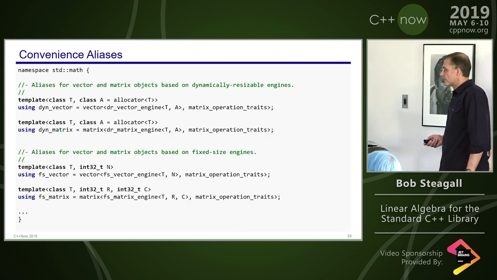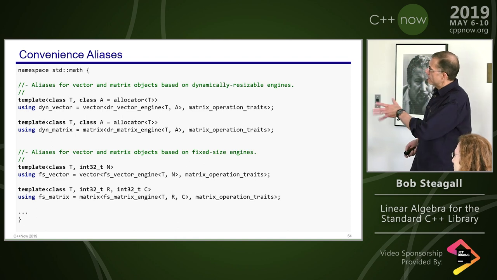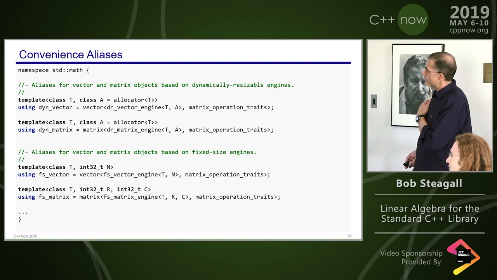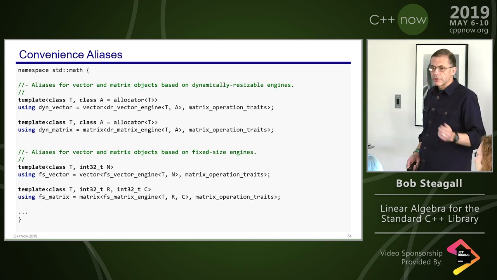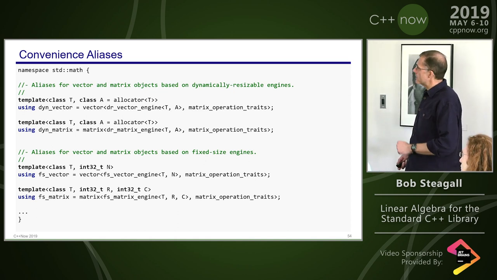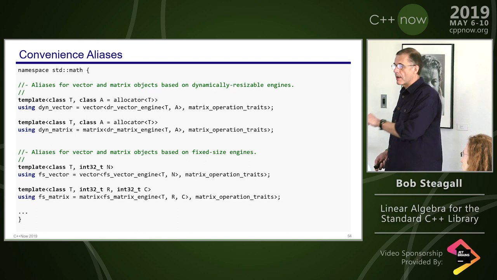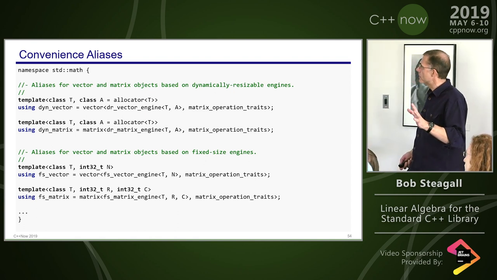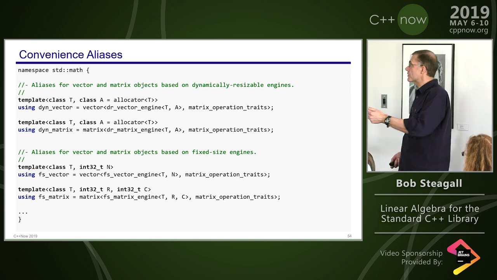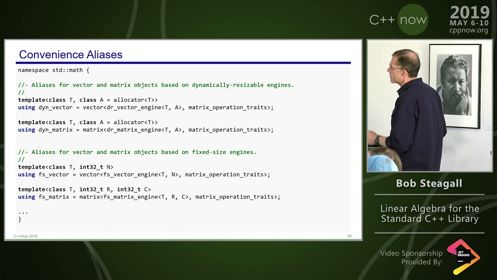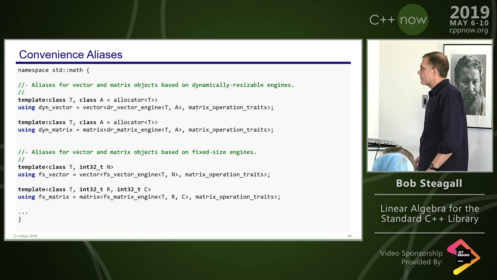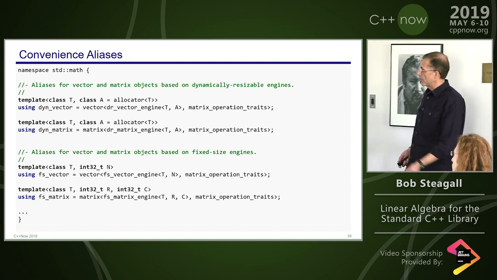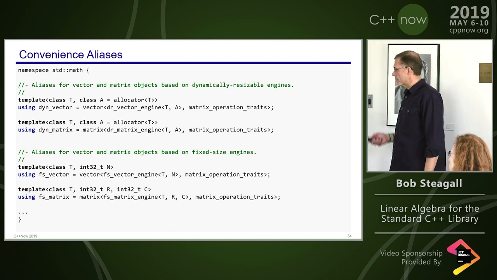Okay. All right, finally, just to make it easy for users, there are some convenience aliases, dyn vector and dyn matrix, which basically take one template parameter and default their allocator type, similar to, say, vector or list. And there is FS vector and FS matrix, which cut down on some of the typing for ordinary users.